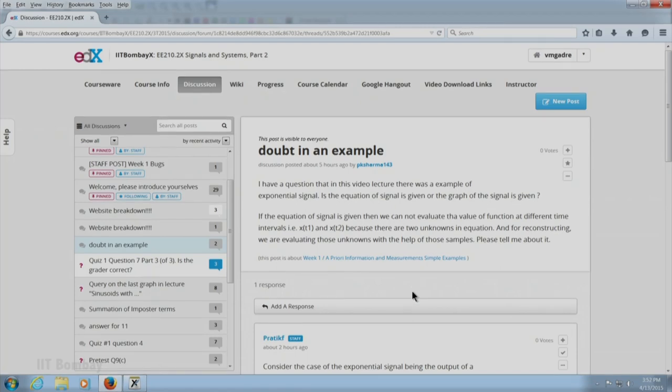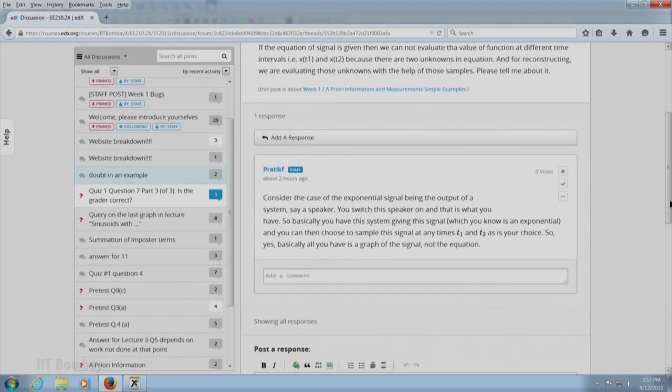If the equation of the signal is as given, then he thinks we cannot evaluate the value of a function at different intervals, at t1 and t2, because there are two unknowns in the equation, and for reconstructing, we are evaluating those unknowns with the help of these samples. So, please tell me more about it. Pratik Fegde, my teaching associate, has answered this question and he has given a very good answer.